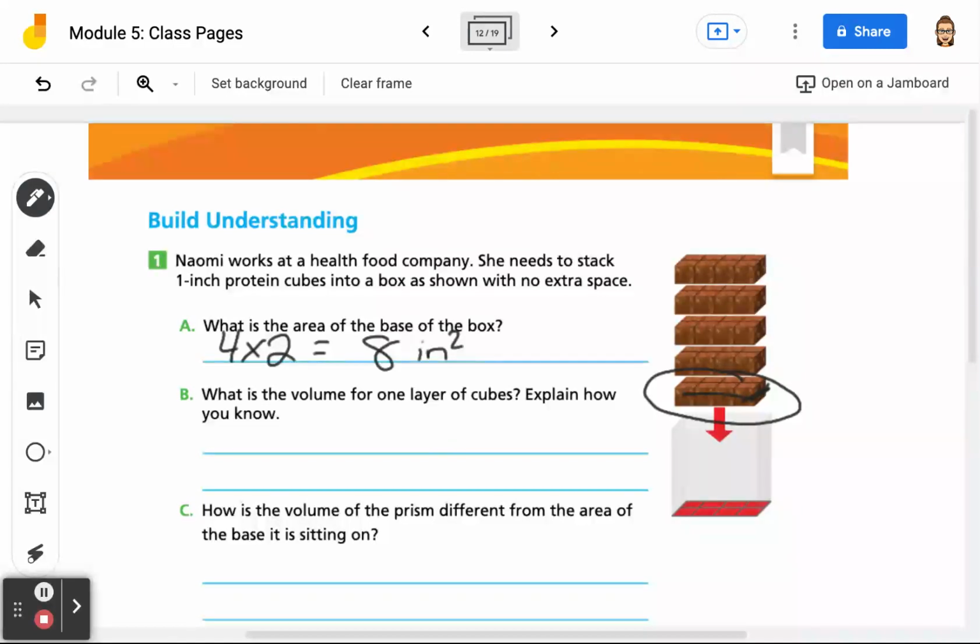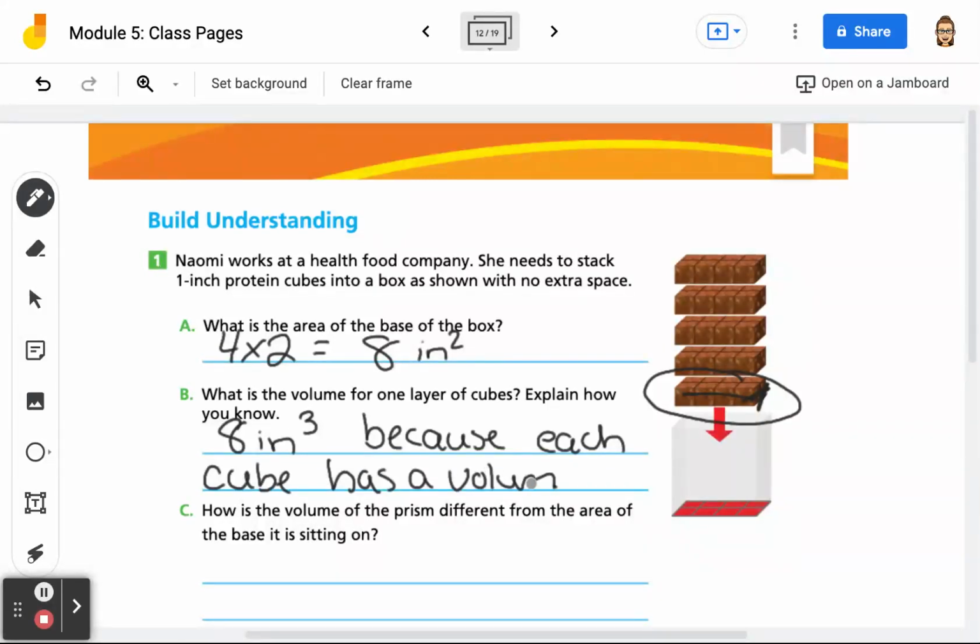It says, what is the volume for one layer of the cubes? Explain how you know. Well, it's only going up 1, so the volume would be 8 inches cubed, because each cube has a volume of 1 cubic inch, and there are 8 cubes.